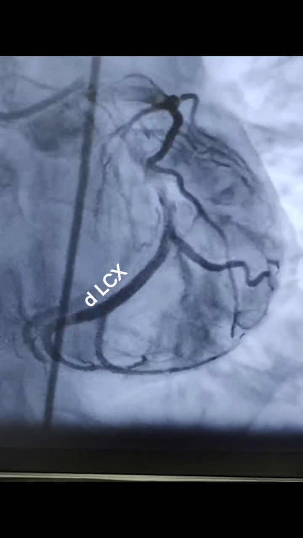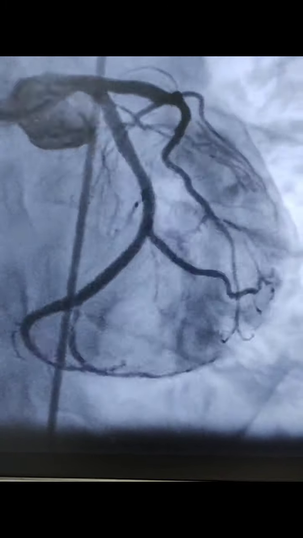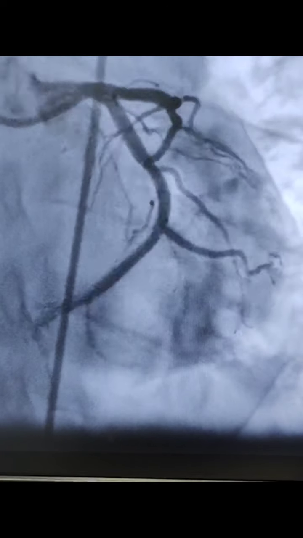So this was the sort of primary PCI, and we did the thrombosuction also.